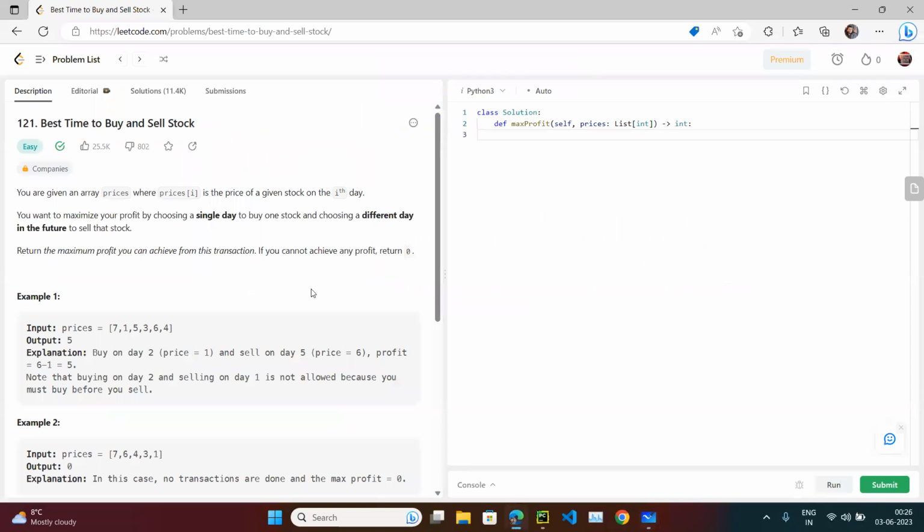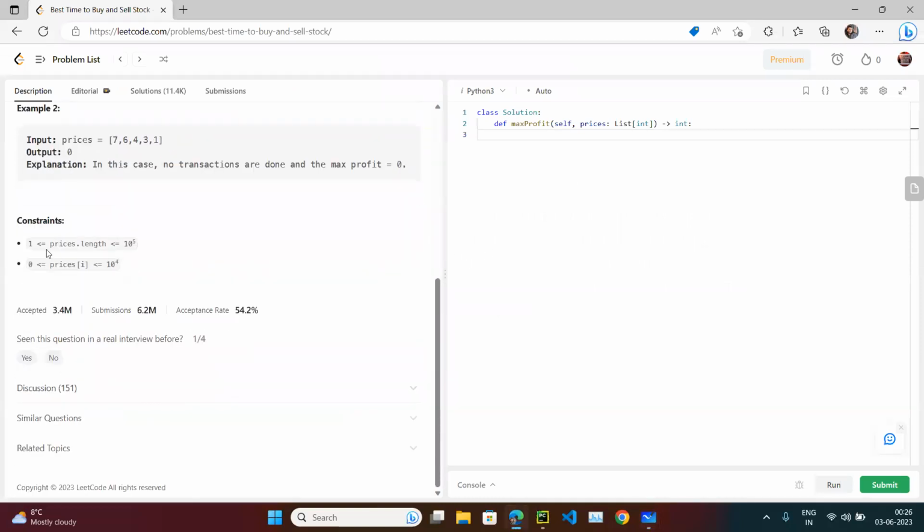Right. So the first condition we can handle is the boundary condition. We can calculate the length of the prices. If n, meaning the length of prices, is less than or equal to 1, then we need to return 0. That is the maximum profit, so there is no profit. We can return a 0 profit.